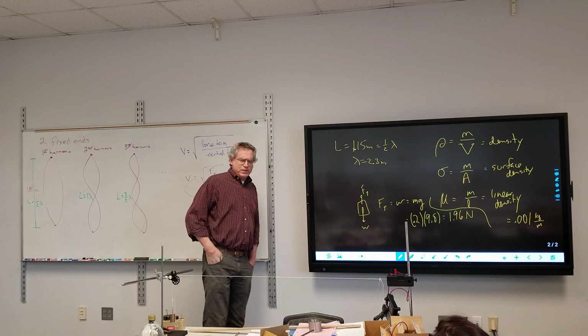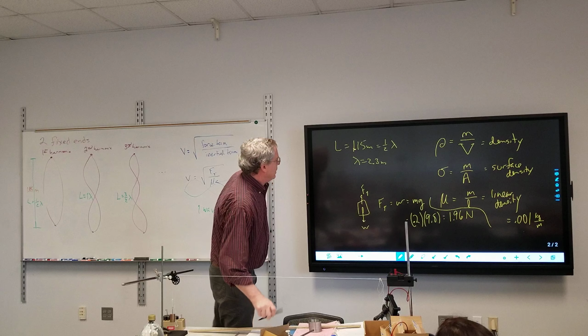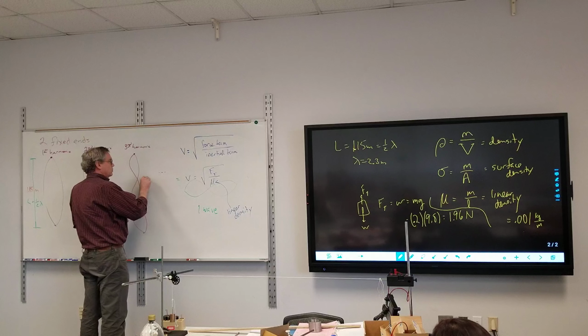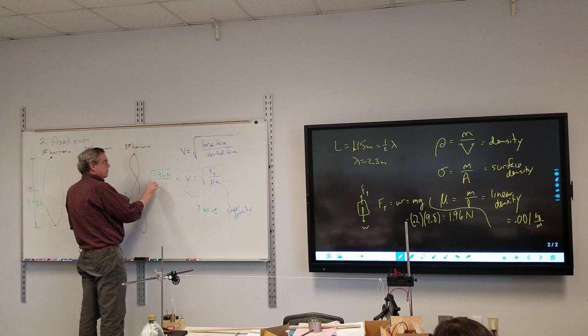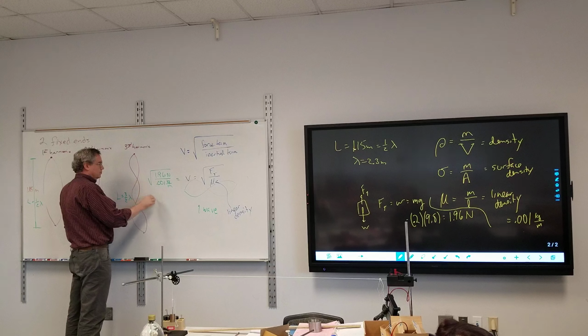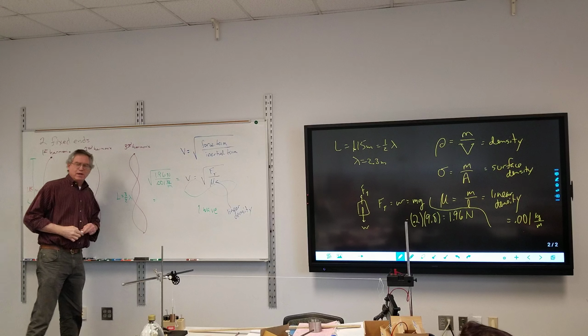All right, so I can now predict what the speed of the wave is. So it's going to be the square root of 1.96 newtons divided by 0.001 kilograms per meter. If someone would be kind enough.